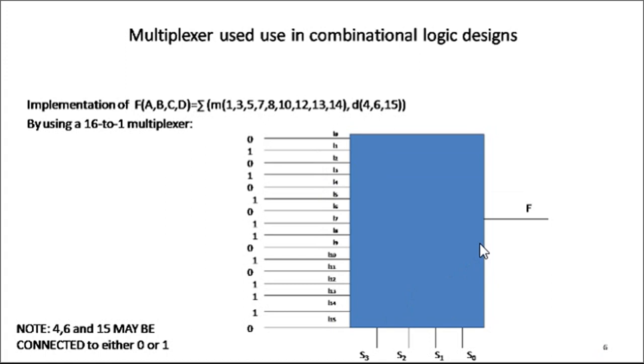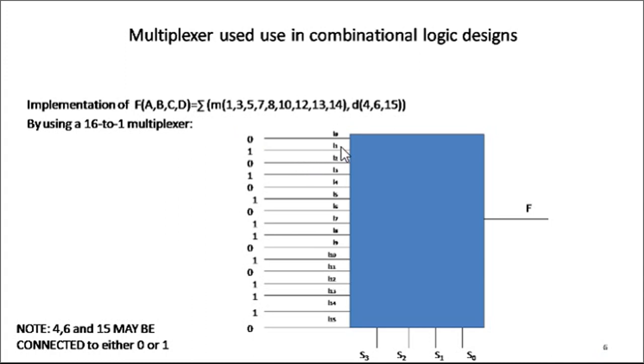Obviously, 16 inputs means we require 4 select lines. We require 2 raised to n equal to 16, so we require 4 select lines S0, S1, S2, S3, like this one. And very simple, the concept is what? Those numbers that exist, those pins we have to connect to logic 1. Logic 1 means VCC.